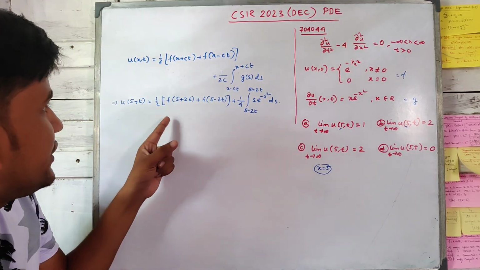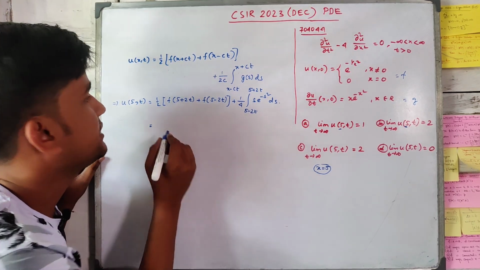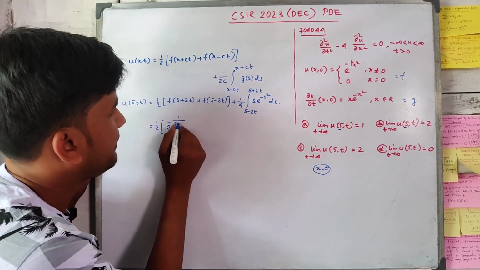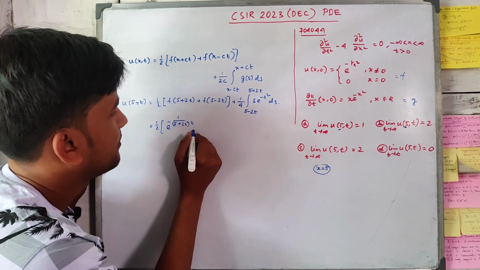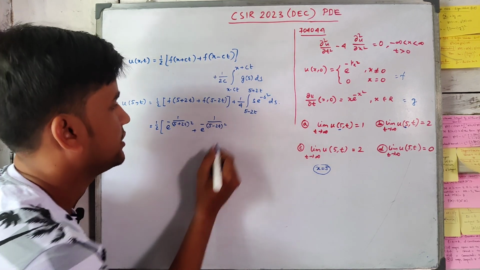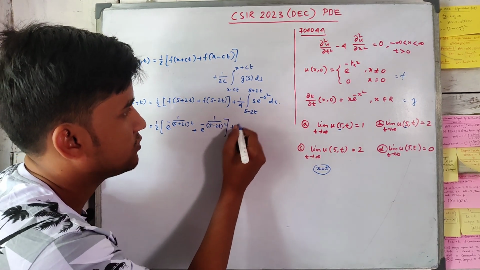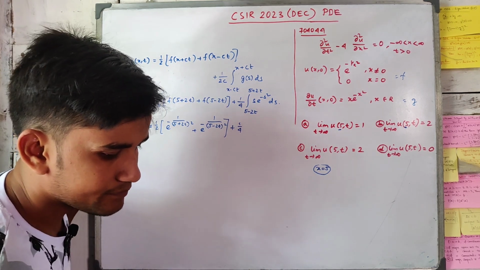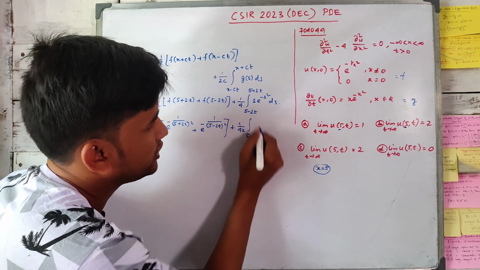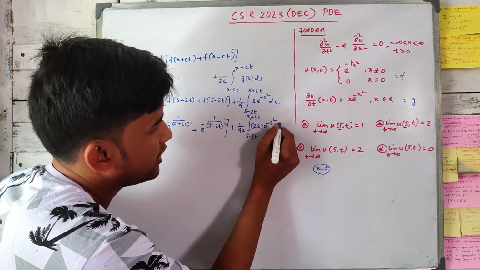Now if we write the value of this function, this is equal to f(5+2t), half of e to the power minus 1 by (5+2t) whole square, plus e to the power minus 1 by (5-2t) whole square. I think I am writing the correct one. Yes, plus 1 by 4 integration, if we multiply by this 2 here, from 5 minus 2t to 5 plus 2t of 2s e to the power minus s square ds.